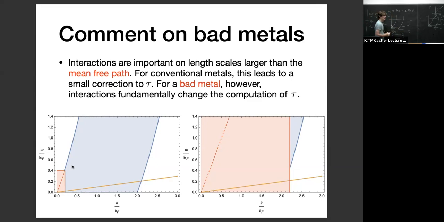And so there are no interactions whatsoever, then it's just this, right? So t much less than the scattering time. That's fine. On that scale, though, this line is way out there, because this is k_F. Temperature is negligible in this.